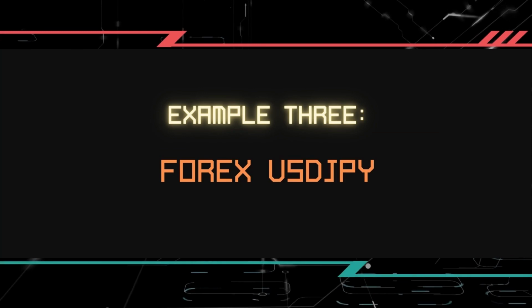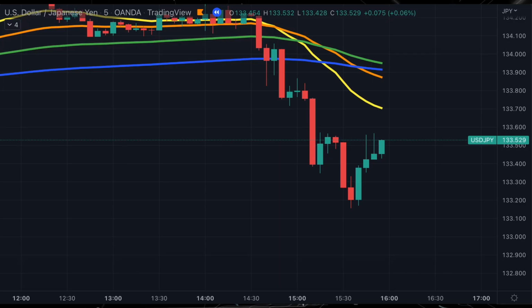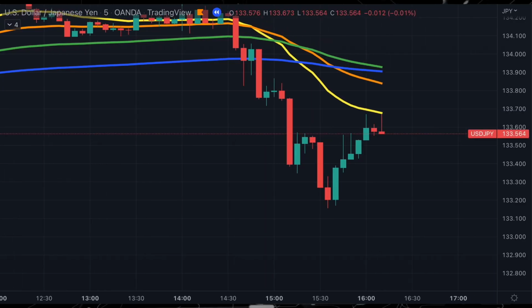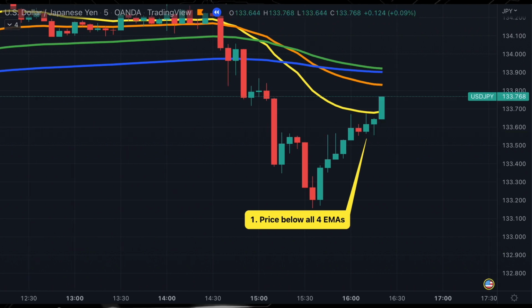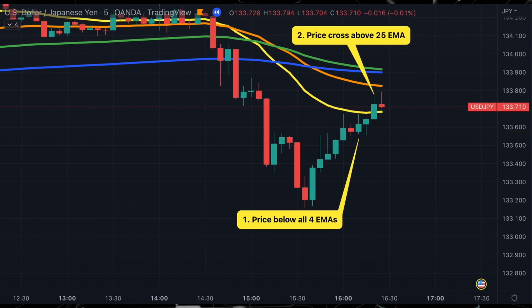For the third example, we will use a forex pair. Over here we have the USDJPY pair. First, we notice that the price is below all the 4 exponential moving averages. Next, we noticed that the price did pull back into the 25 moving average.